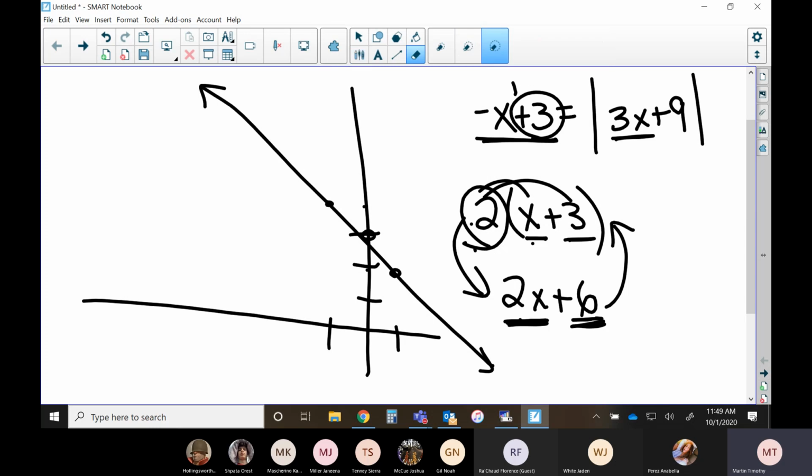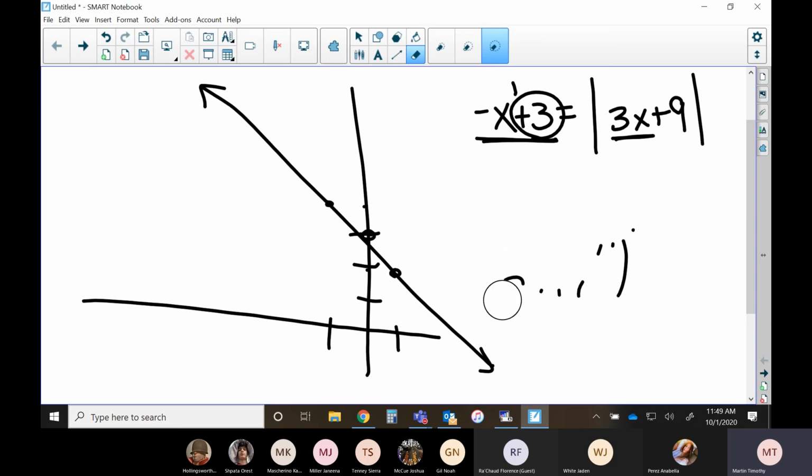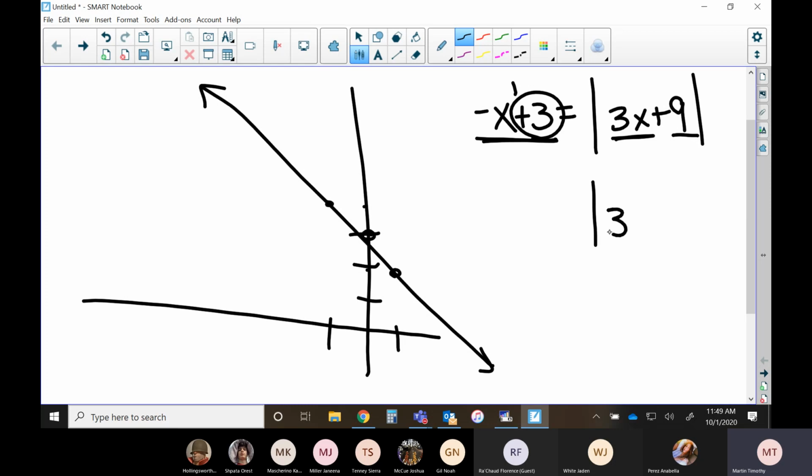So here's what we're going to do. Let's do this next one. I call it undistributing, but it's just distributing backwards. That make sense? So what do 3x and 9 have in common? So I would write it, I pull a 3 out. And then I go, okay, 3 times what gets me back to 3x? Good. 3 times what gets me back to 9?